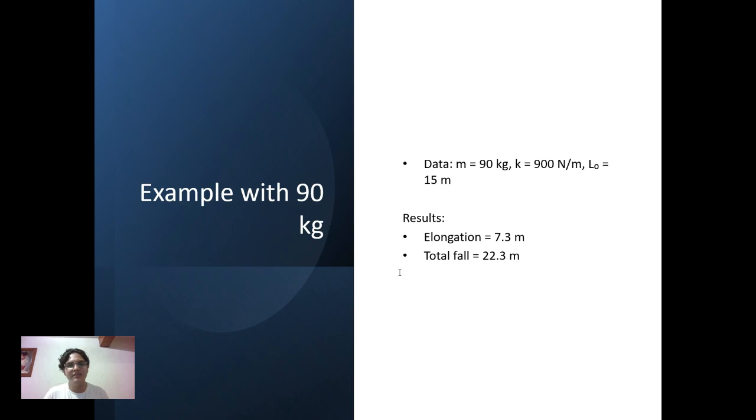Now let us analyze an example with a mass of 90 kilograms, a spring constant of 900 newtons per meter, and a rope length of 15 meters. With these values, the maximum elongation of the rope is 7.3 meters, which means the total fall is 22.3 meters.